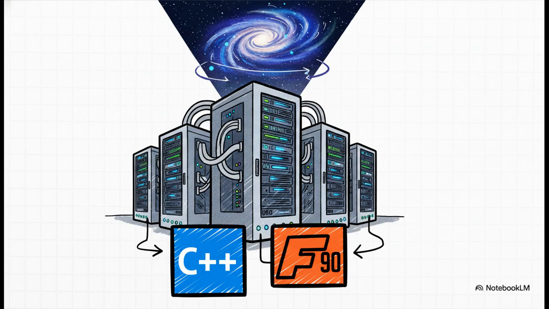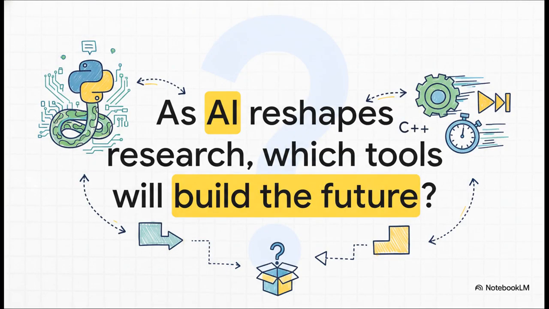And when we talk about the most demanding simulations, the really huge ones, they're all happening in one place, the arena of high-performance computing, or HPC. On these massive supercomputers, the raw efficiency you get from compiled languages like C++ and Fortran isn't just a nice-to-have, it's an absolute necessity. So all of this leaves us with one last big question for the future.